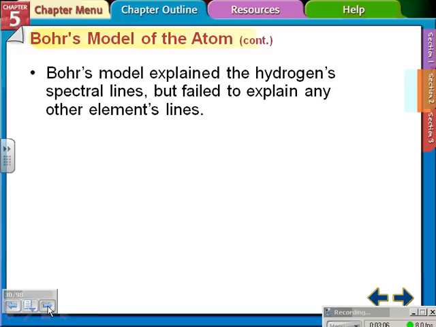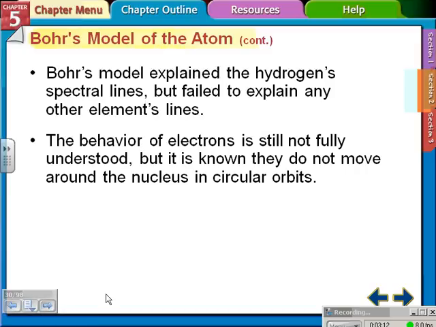So what Bohr's model does, it explains hydrogen spectral lines, but it didn't explain any other element's lines. So the behavior of electrons is still not fully understood. We don't really know exactly what's going on with them, but it is known that they do not move around the nucleus in circular orbits.